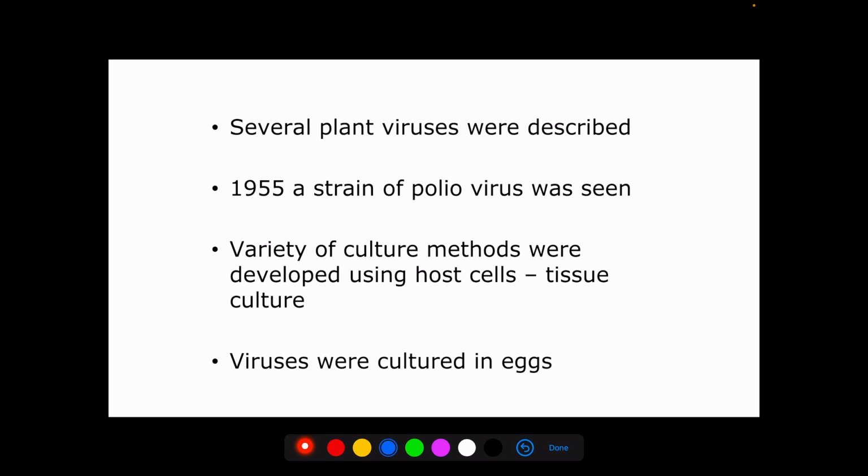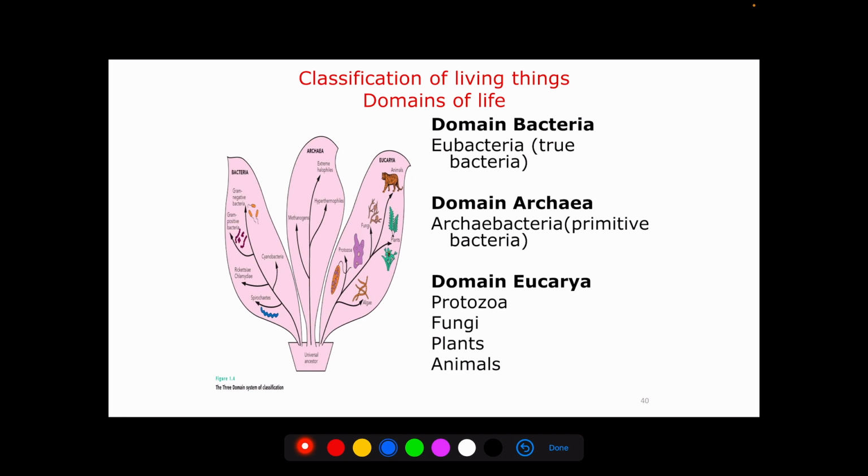Now, we also need to know about the classification of living things and also the domains of life. And so we have the bacteria, we have the archaea, then we have the eukarya. And so when we look at the domain bacteria, we have the eubacteria, which is the true bacteria. The domain archaea, we have the primitive bacteria. Then the domain eukarya, we have the protozoa, fungi, plant, and animal. This we shall look into in detail in our class.